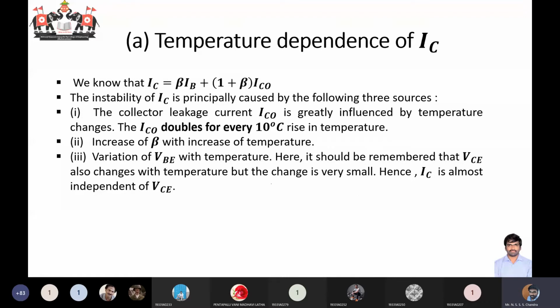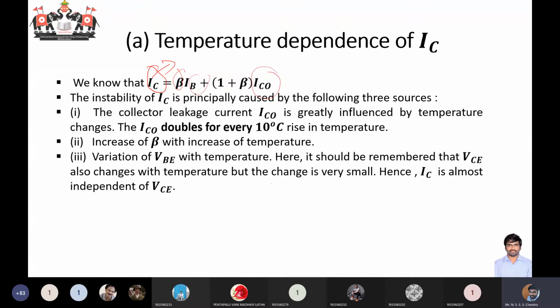You know the relationship between IC and IB and IC naught. IC is equal to beta IB plus (1 plus beta) into IC naught, where IC naught is nothing but your reverse leakage current. Our operating point IC should be a fixed point. This value should not vary much with the temperature. That is our motto. However, this IC is in turn depending upon beta, upon IB, and upon IC naught.